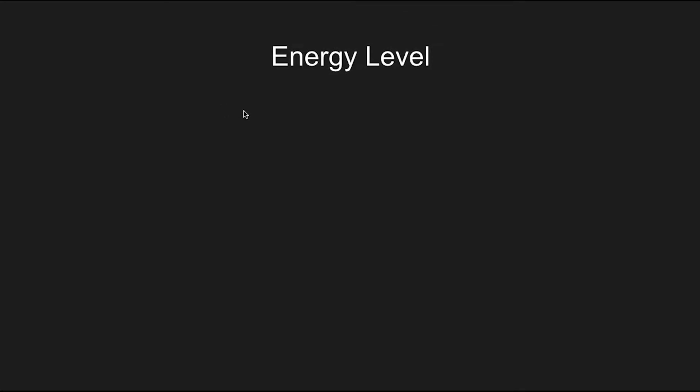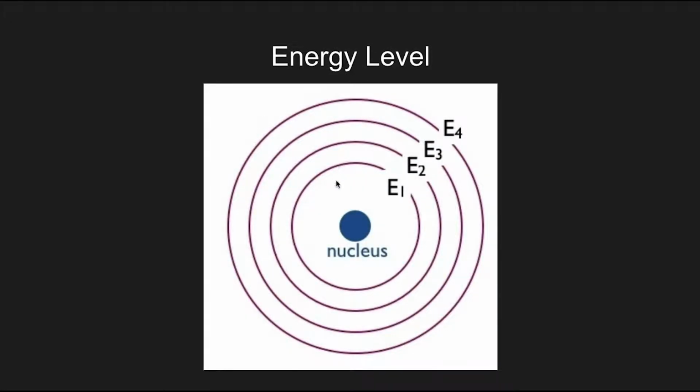Basically, energy levels are just the shells. You can see in this diagram, E1, energy level 1, is the first shell. E2 is the second shell, E3 is the third shell, and E4 is the fourth shell. These are shells, not subshells, because within each shell we have the subshells, as I've said before. And the subshells are also organized based on their energy, just like the shells.